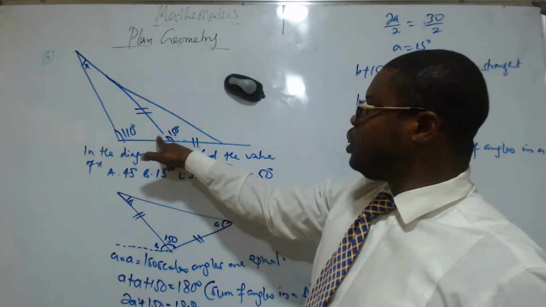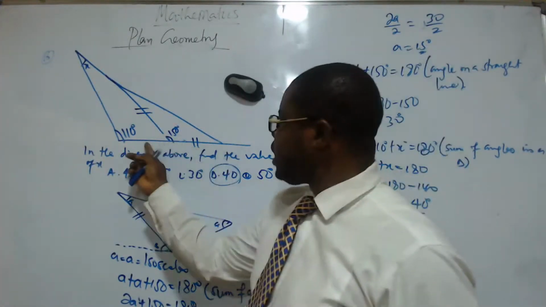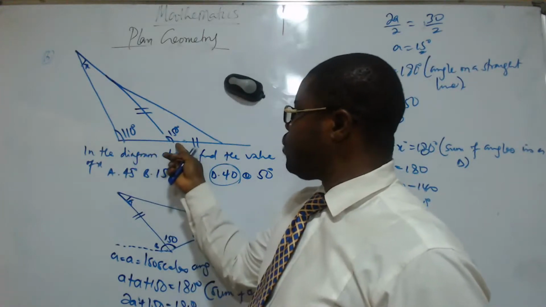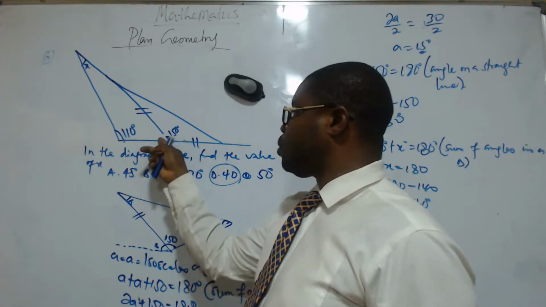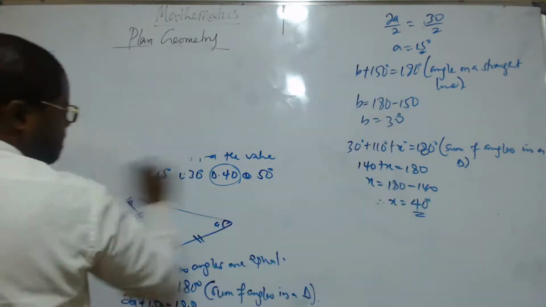Then we now said, okay, to get x now, we must know this angle here. And to know this angle here, now what do we do? Angle on a straight line. We are going to have 180 minus 150 to get this angle, which is 30. Now we've gotten this angle.